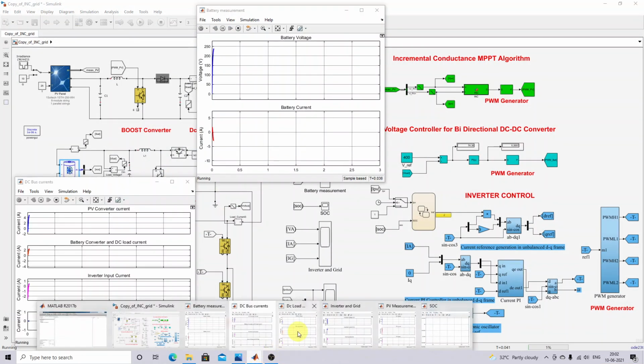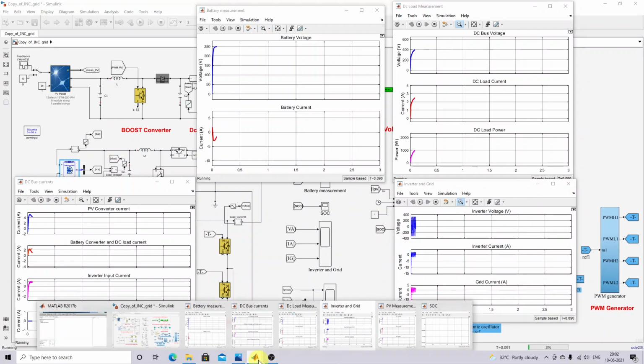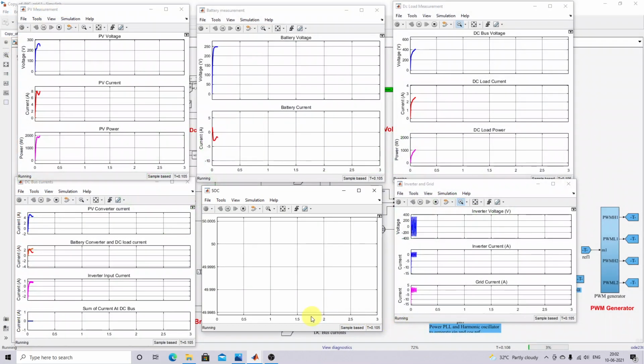The irradiation is maintained the same, initially at 1000 watts per meter square. After 0.2 or 0.3 seconds, it changes to 500. So every 0.3 seconds, the value of irradiation keeps on reducing. After that, it keeps on increasing by some value.